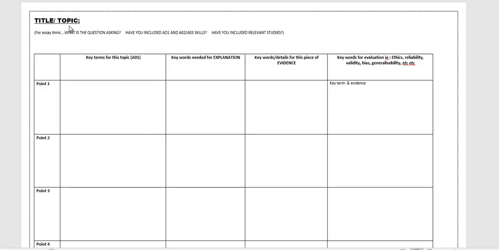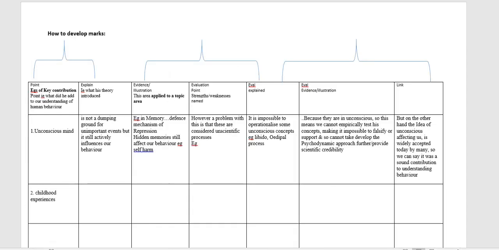For revision purposes, you might want to use this, which is basically our PEEL. We always add in extra E's to try and get higher in the levels, higher in the bands. P is your key term, words you need to explain it, evidence for it possibly, and then obviously evaluate. And you could put in your link back to the key question. That is a summary sheet that you could use, but actually we're going to use our essay one, which I'm going to show you.